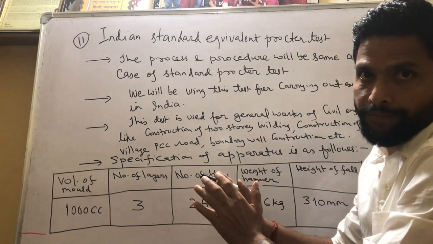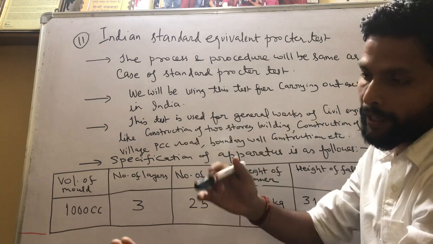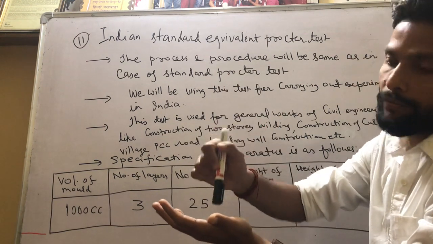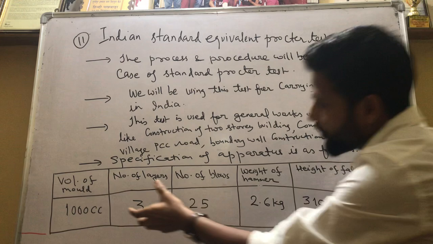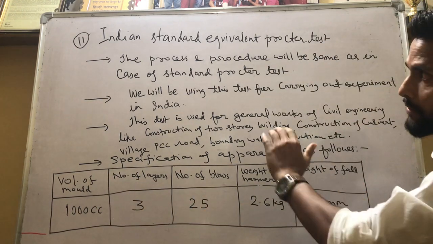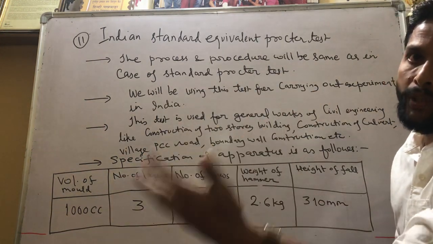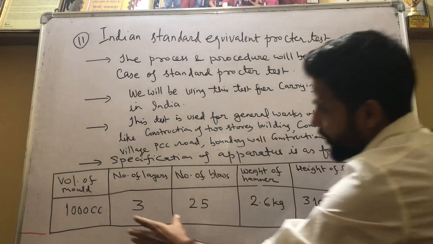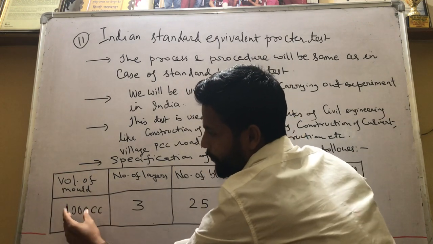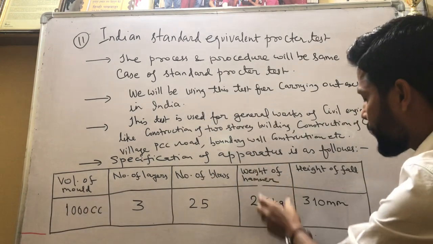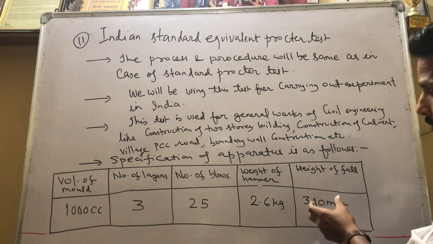So friends, all the procedure will be same as in the previous case. The way you are compacting the sample will be the same, just a slight difference in the height of fall and the weight of hammer. In India we have adopted these specifications. The standard, the first case that we have studied, is being used in USA, another part of the world. But in India, we are using this. We have modified this volume slightly from 945 to 1000. We have changed weight of hammer in place of 2.5, we are using 2.6 kg. In place of 305, we are using 310 millimeter.